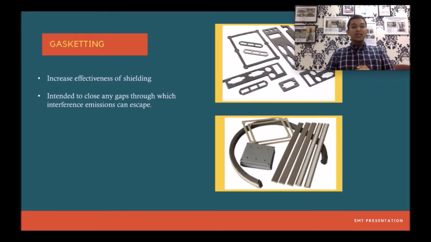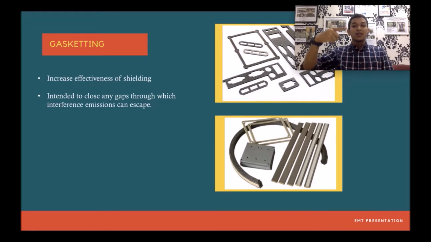The second solution is gasketing. Why do we need gasket? Basically, the function of gasketing is to increase the effectiveness of shielding. LRU, line replaceable unit shielding, and BLS shielding is not enough. Both need to be finished with gasketing. In other words, gasket is used to seal any joint or junction between 2 spaces in aircraft.